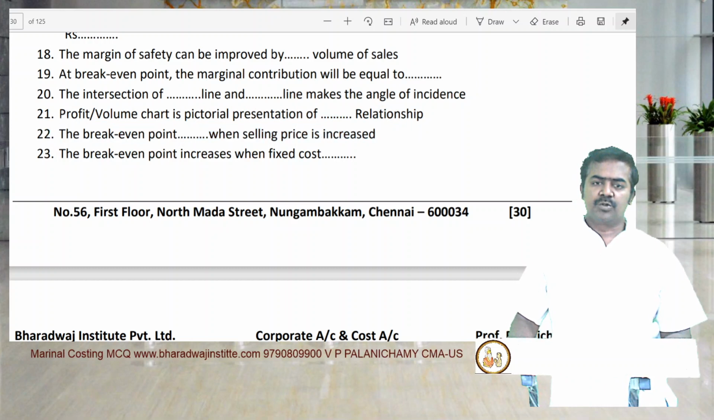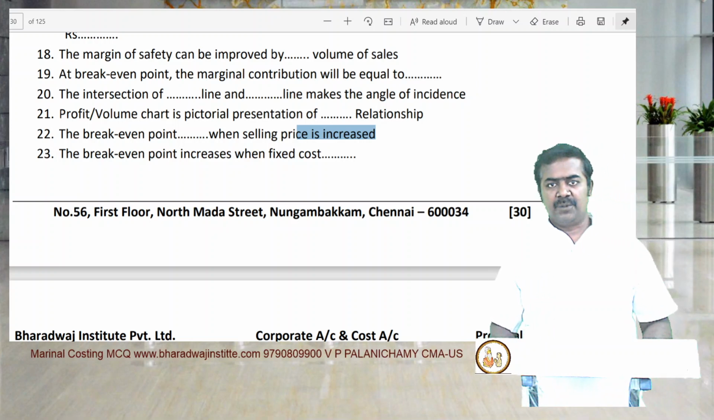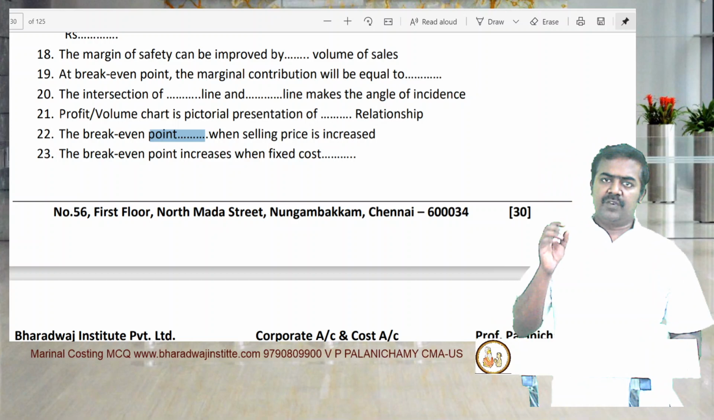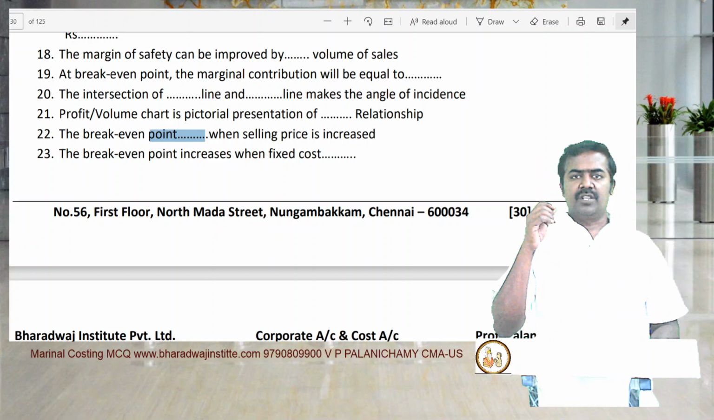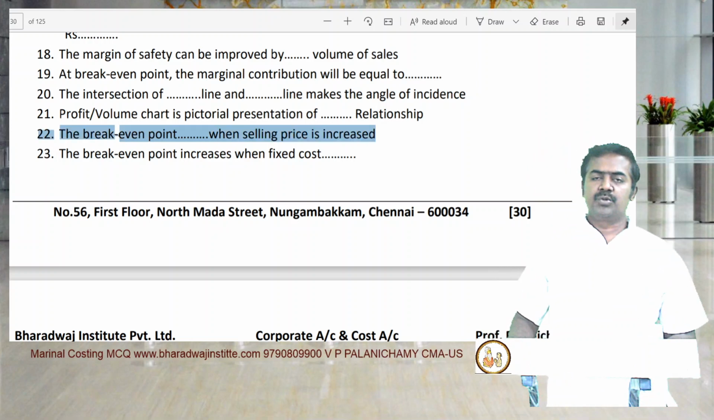If selling price goes up, you will have more contribution, more PV ratio. When there is more contribution, more PV ratio, break-even point can be lowered or reduced. Because when there is higher contribution, you can achieve break-even point with the lower volume. Clear? Break-even point can be reduced when selling price is increased.